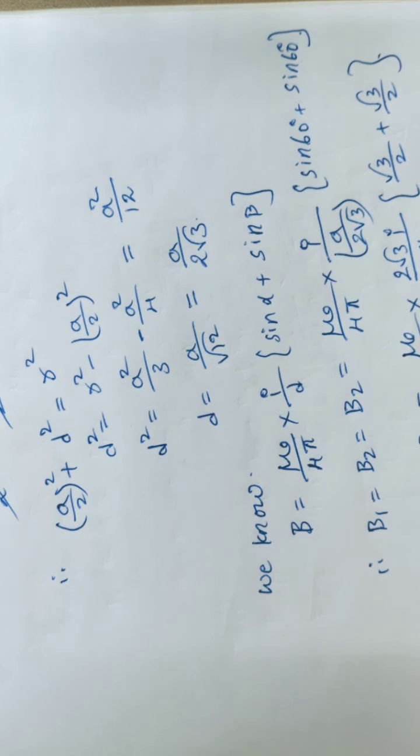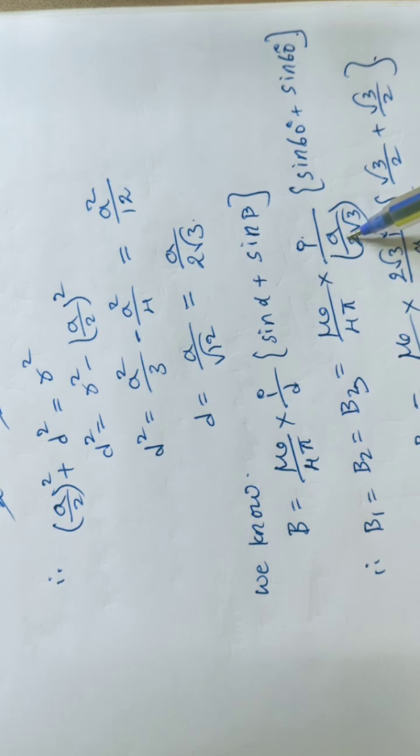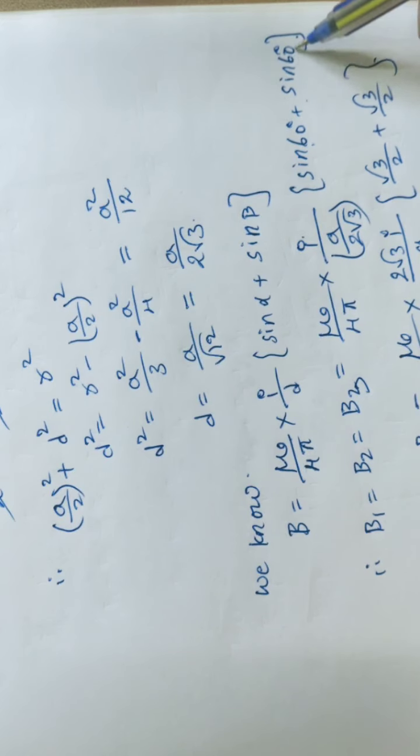Here how many sides are there? 3 sides, I represent them as 1, 2, 3. For each side, the magnetic induction at the centroid has one value. So B1 is equal to B2 is equal to B3 is equal to mu naught by 4 pi into I. Instead of d, a divided by 2 root 3 we represent, into sin 60 degrees plus sin 60 degrees.